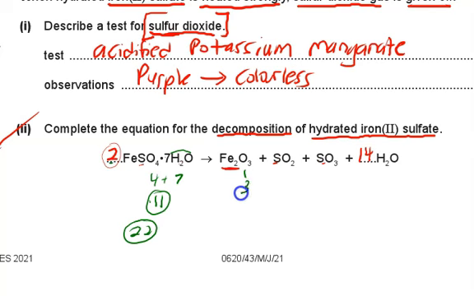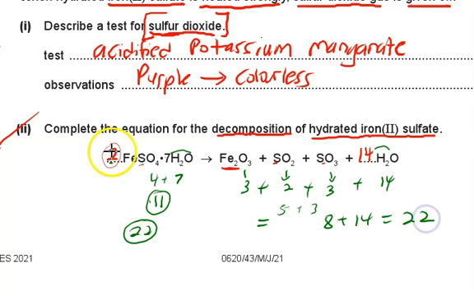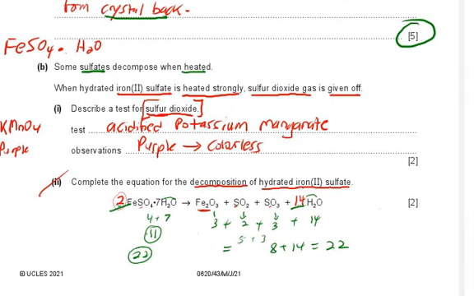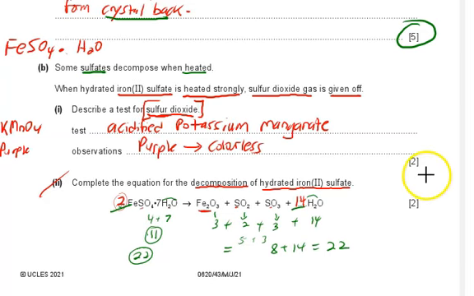So here we have 3, here we have 2, here we have 3, and here we have 14. So all together when you add, here's 5, 3, here's 8, plus 14, yes, 22. So your answer here is 2 and 14. Okay, so this is the answer for this. So you'll be getting here 2 marks and 2 marks.